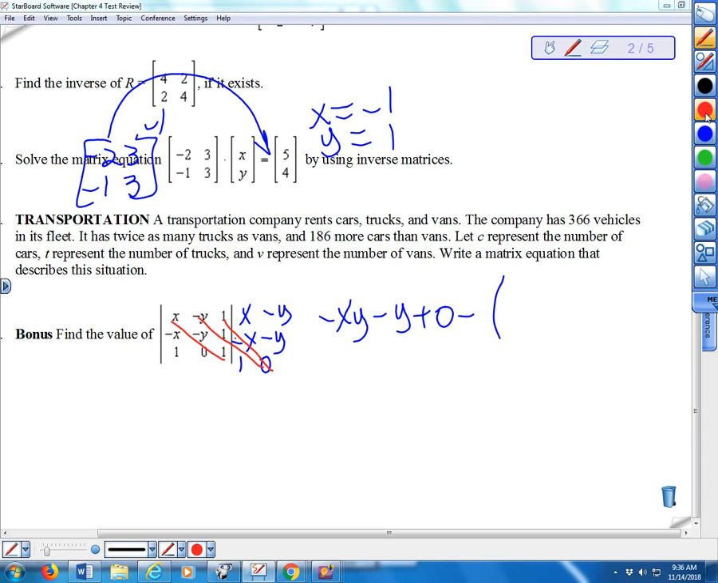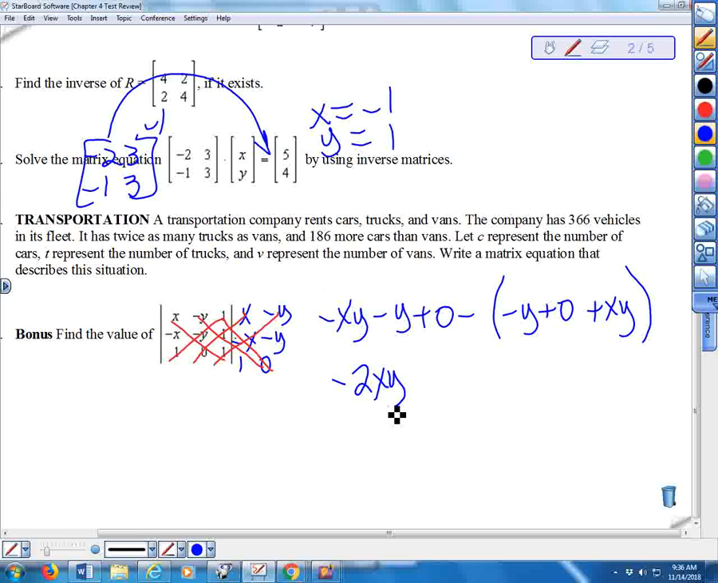Then I'm going to go the other way. -y times 1, x times 1 times 0, -y times -x times 1 is plus xy. Right? So I have -xy minus xy. That's -2xy. I have -y plus y is 0, and I have 0 plus 0 is 0. There's my answer: -2xy.